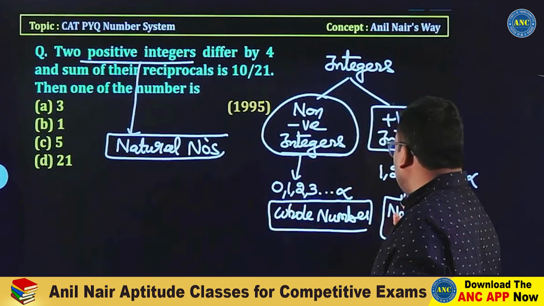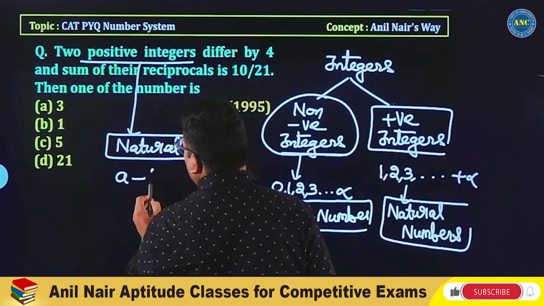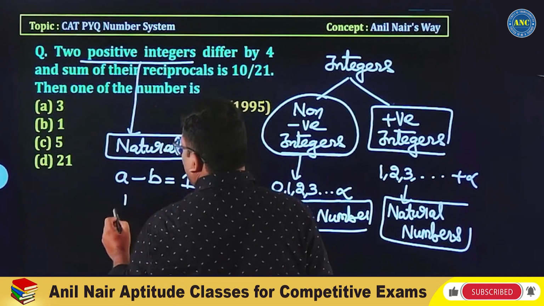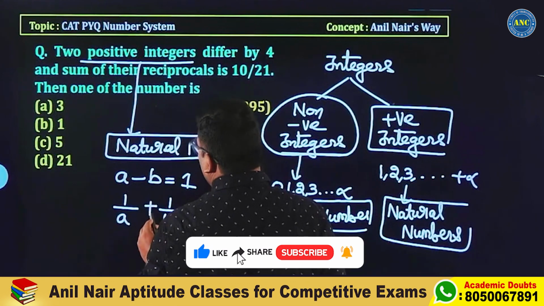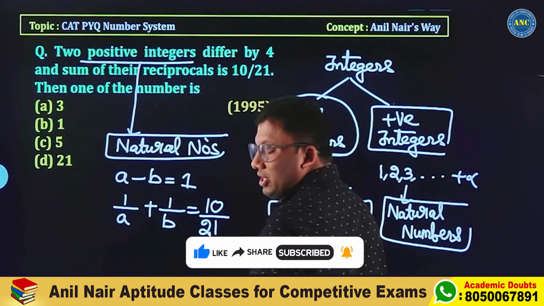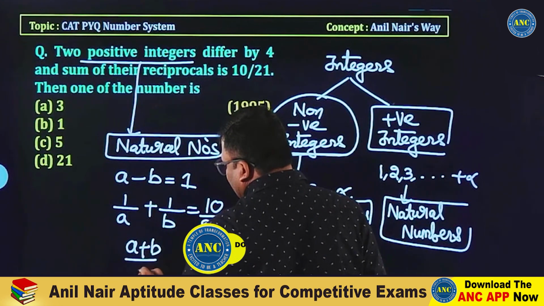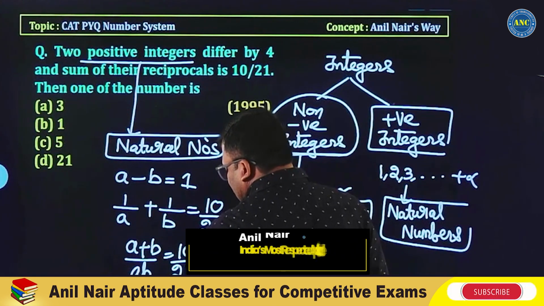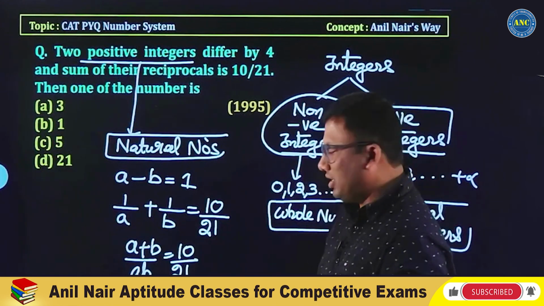Two positive integers, that means natural numbers, differ by 1. A is a natural number, B is a natural number. The sum of their reciprocals, A's reciprocal is 1 by A, B's reciprocal is 1 by B. The sum of their reciprocals is 10 by 21. So this becomes A plus B by AB equals 10 by 21. Again, prime numbers will be of powerful usage here.